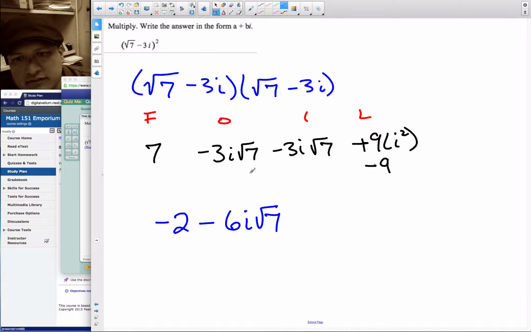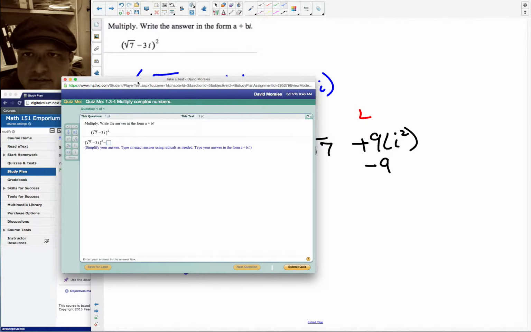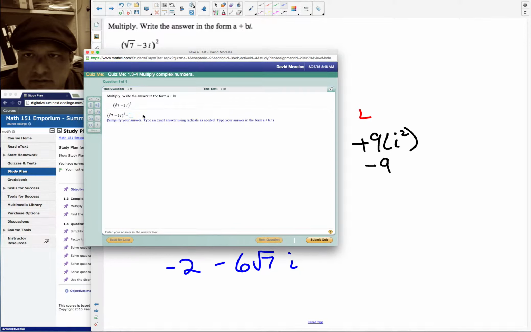Now here we're going to find out if MyMathLab likes 6i radical 7 or if it wants 6 radical 7i, because it wants this form. So we'll see. I guess we'll write it this way so that it can't complain at us later. So we have minus 2 minus 6 radical 7. Now it's very important, if you're going to do it this way, make sure you get out of the radical. See how I was inside of it? Now I just press the right arrow to get out. Now I'm out of it, and that should be good.